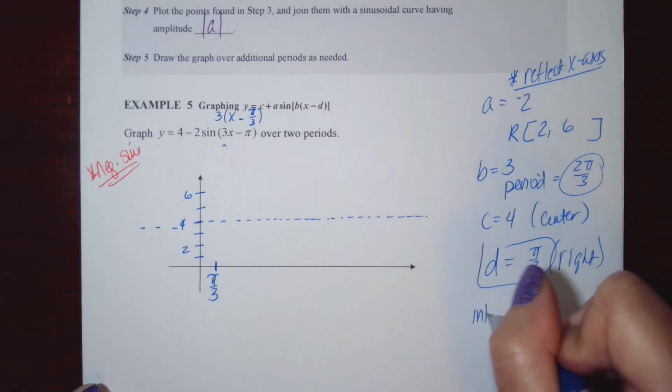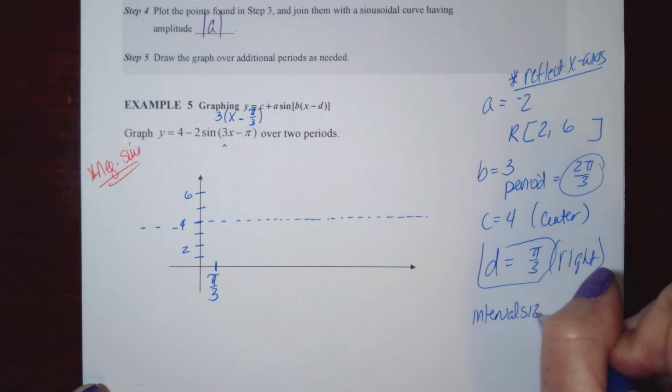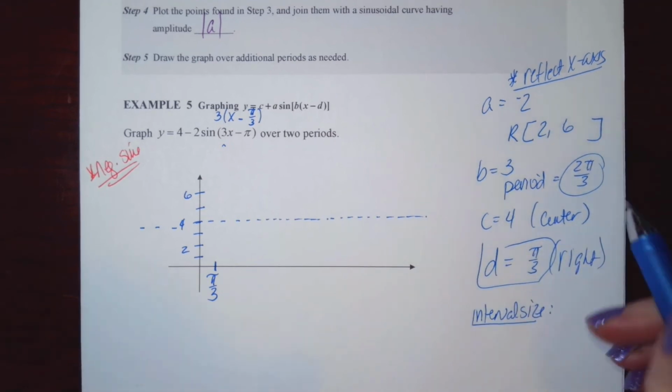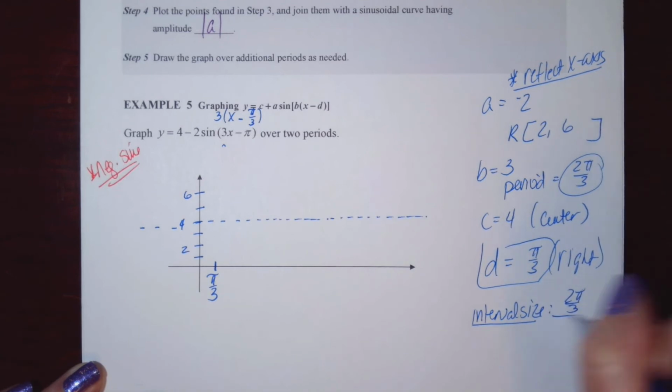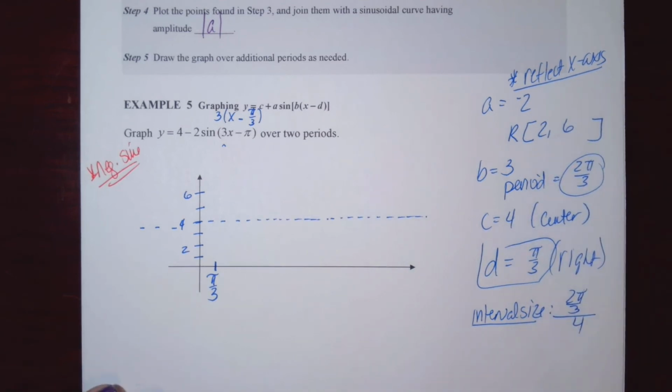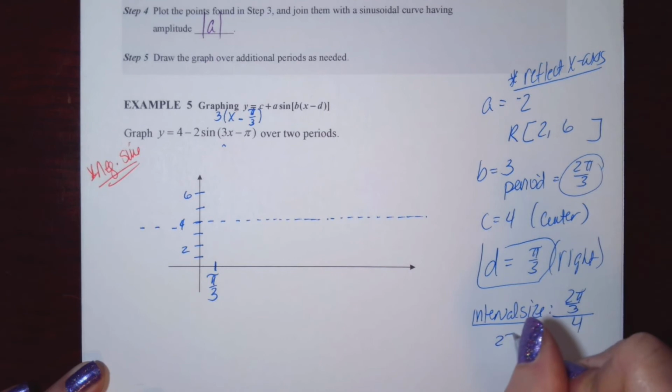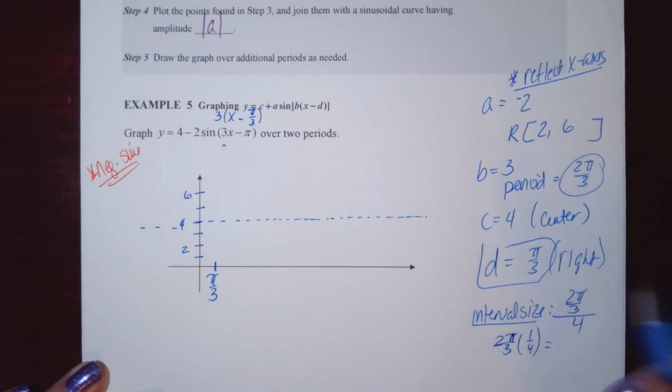Interval size. Well, my period is 2 pi third. I've got to divide that by 4 to get my interval size. So 2 pi third divided by 4 is times a fourth. Gives me 2 pi 12ths, which is just pi 6. That's the size of my interval.